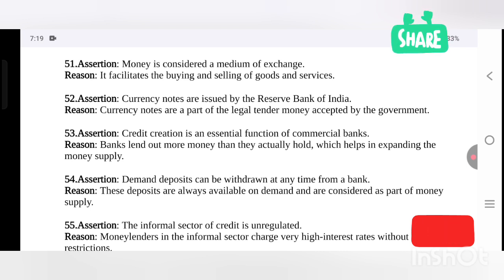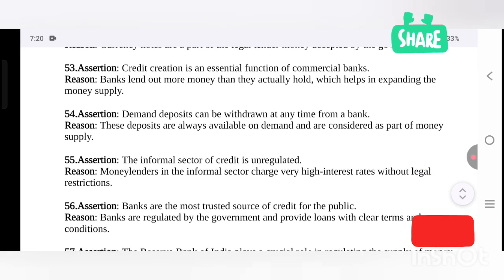Question number 53. Assertion. Credit creation is an essential function of commercial banks. Reason. Banks lend out more money than they actually hold, which helps in expanding the money supply. Yes, this is also true. Both are true, and R is the correct explanation of A.